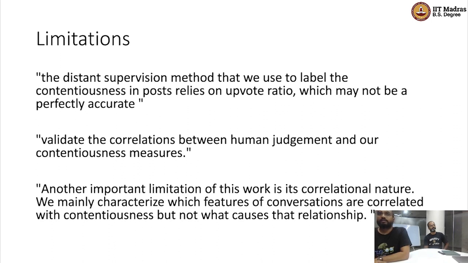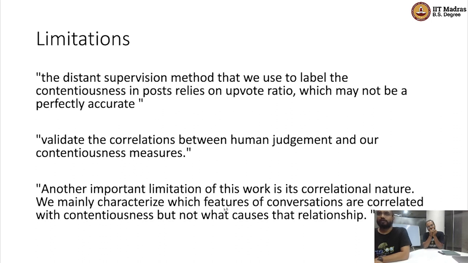Of course, there are certain limitations. One of the limitations that we probably touched upon was the distant supervision part. When the posts were tagged as contentious or not contentious, this was not done manually. This was done using a heuristic, and that's what we meant by distant supervision. As part of future work, the authors suggest that maybe we could validate the correlation between the human judgments and the distant supervision method that we employ. The final thing is that all of these studies, this inference that a particular feature is explaining a post being contentious or not, was all correlational, because we looked at logistic regression features.